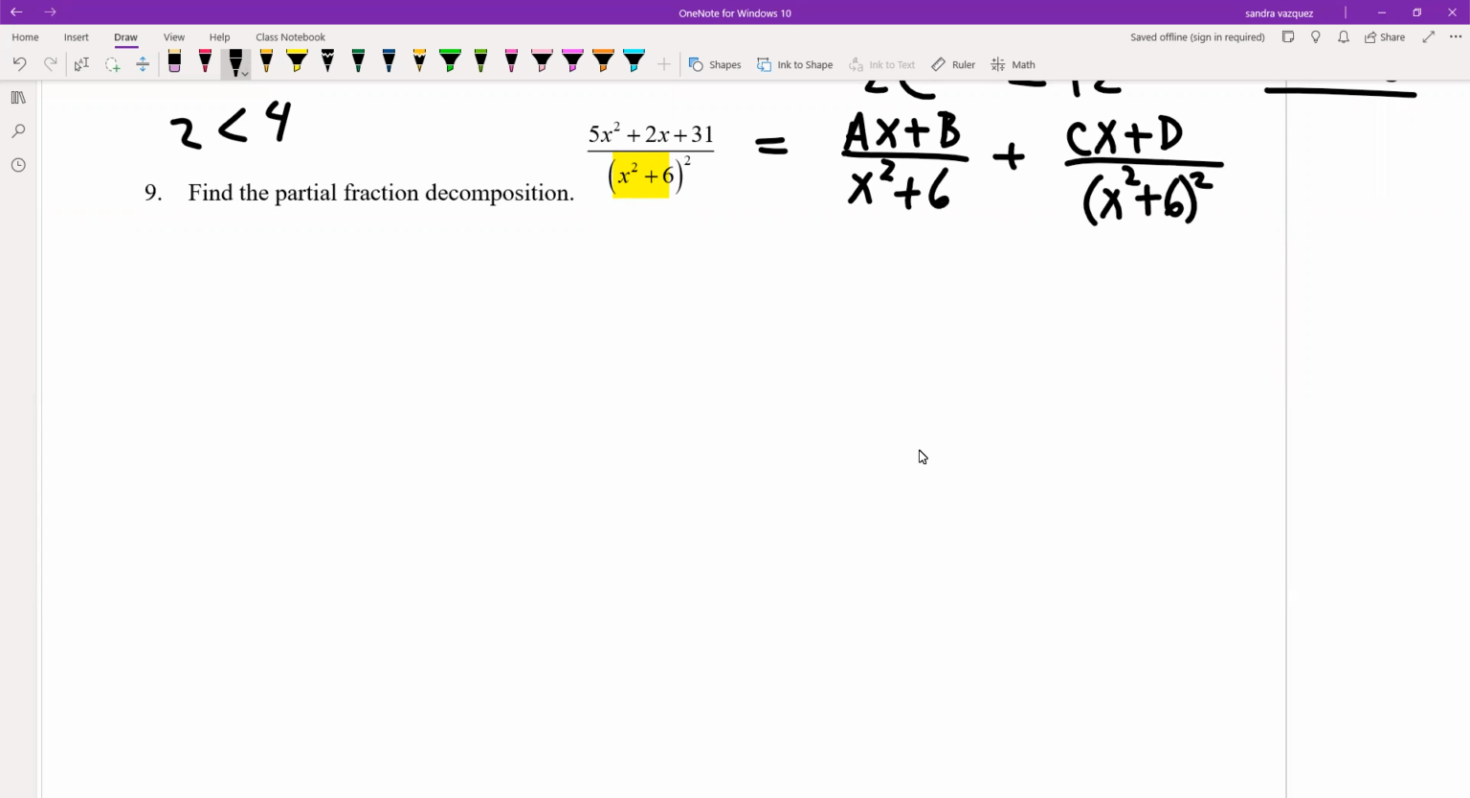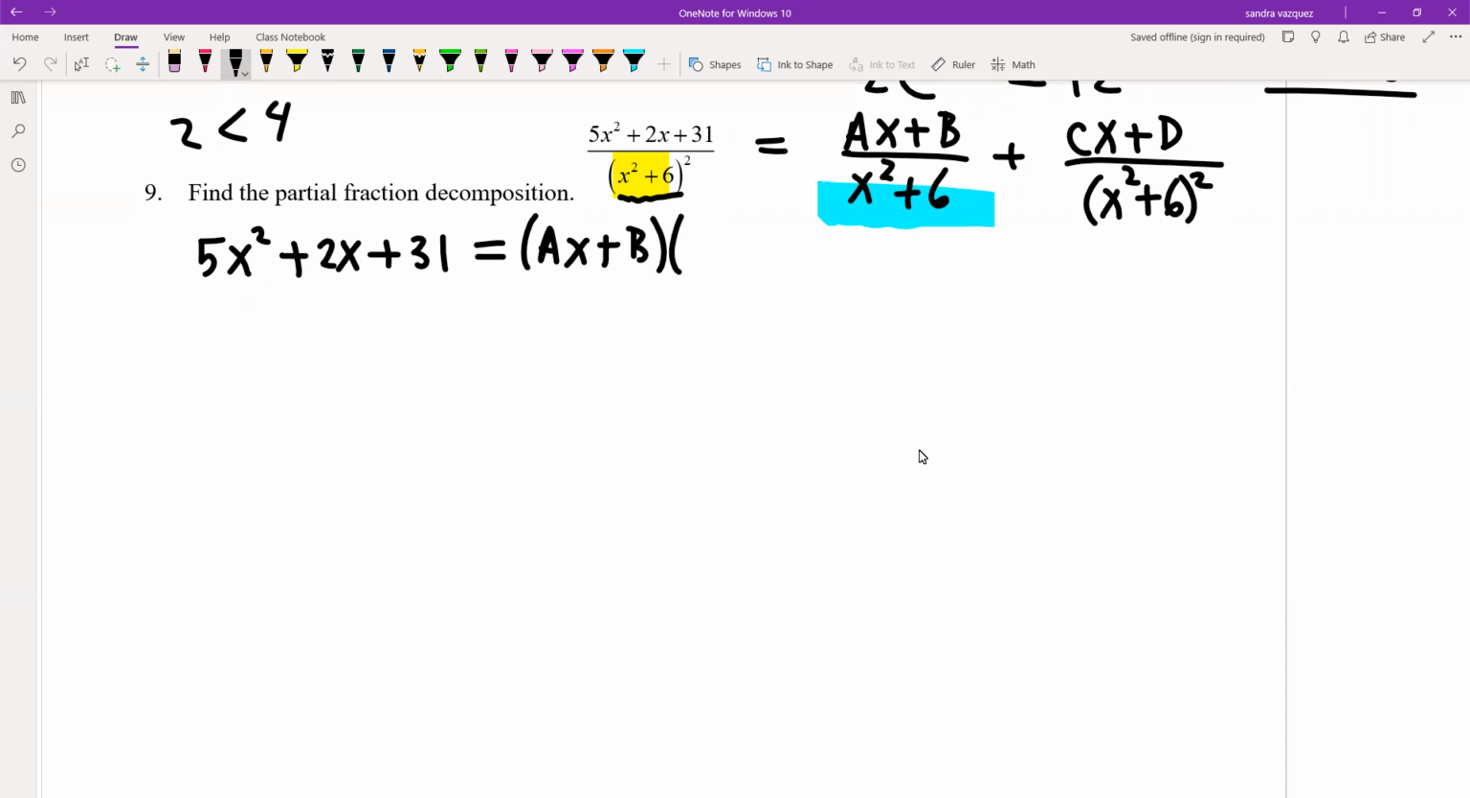That's my setup. Okay, multiply by the LCD. The LCD happens to be this denominator. So I only have this numerator, 5x squared plus 2x plus 31. It's equal to, when you multiply this fraction by the LCD, only one of the x squared plus 6 cancels. So then this will be ax plus b multiplied by x squared plus 6 plus, when you multiply this other fraction, notice that the entire LCD goes away. So you only have the cx plus d.